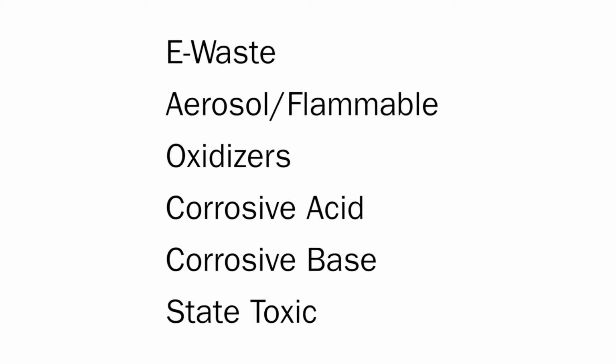Here's the first thing you'll want to do when trying to find the right bin for a product. Write the categories down in this order: e-waste, aerosol flammable, oxidizers, corrosive acid, corrosive base, and state toxic.